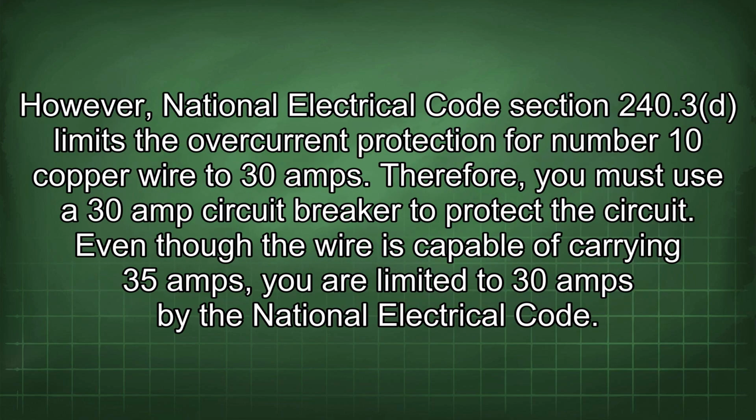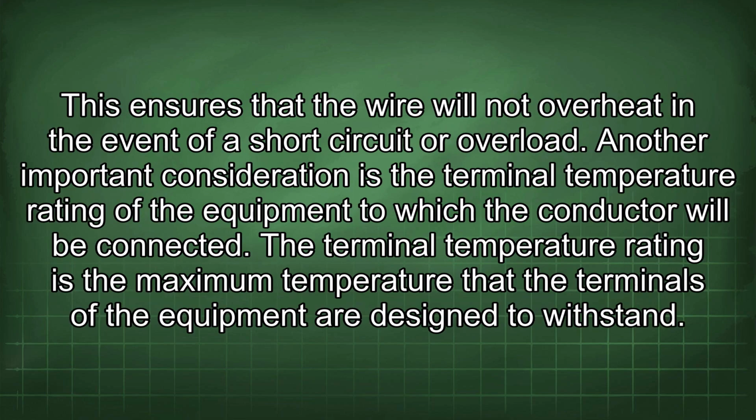However, National Electrical Code Section 240.3 limits the overcurrent protection for number 10 copper wire to 30 amps. Therefore, you must use a 30 amp circuit breaker to protect the circuit. Even though the wire is capable of carrying 35 amps, you are limited to 30 amps by the National Electrical Code. This ensures that the wire will not overheat in the event of a short circuit or overload.